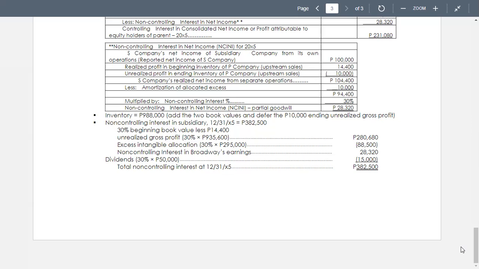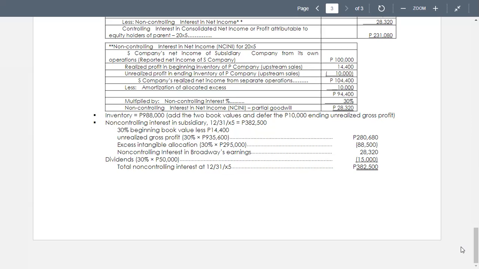And then we multiply this by the non-controlling interest of 20%, because the ownership of P is 80%. So the non-controlling interest is 20%. Multiply 1,509,000 by 20%. The non-controlling interest in the net income of S company is 301,800.